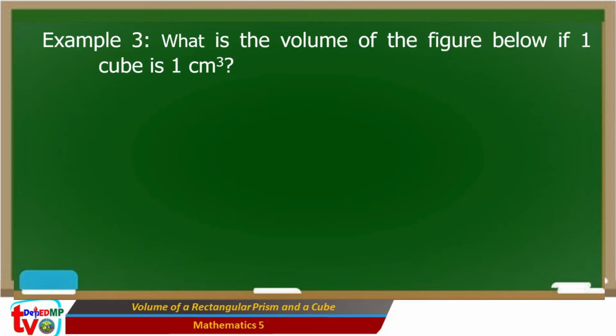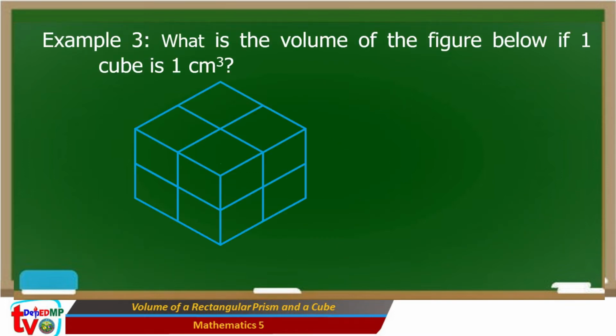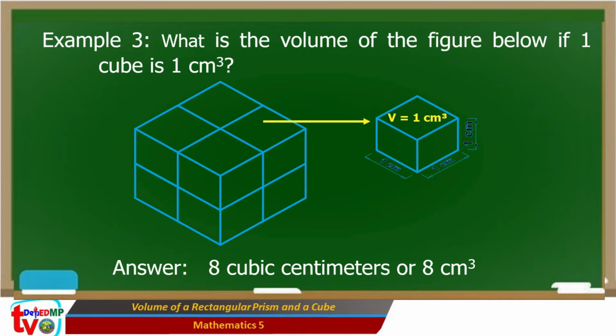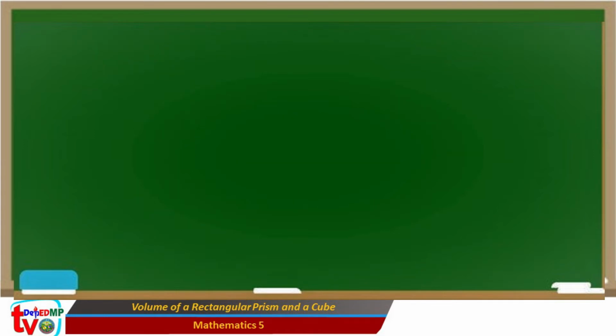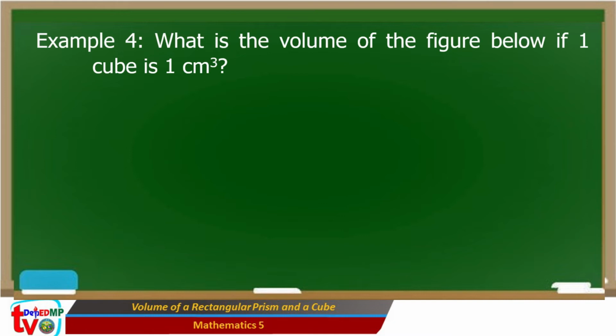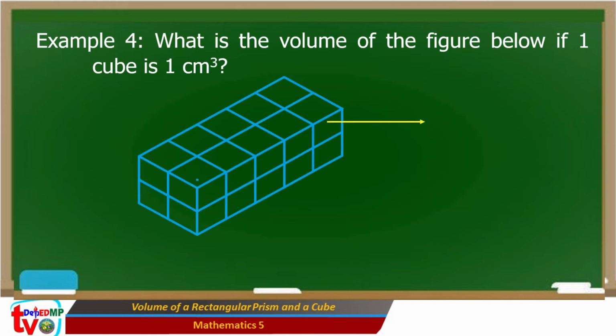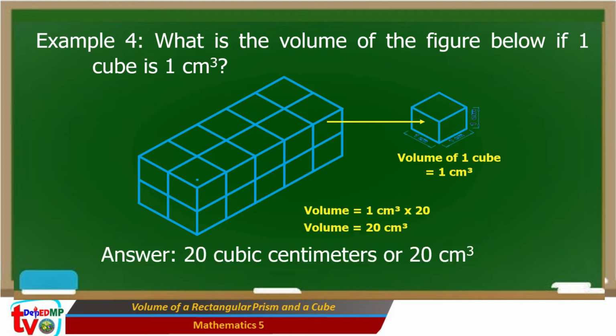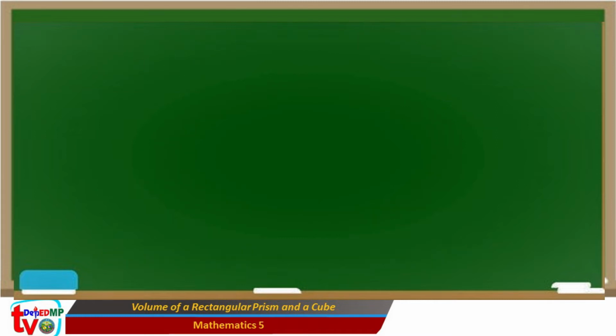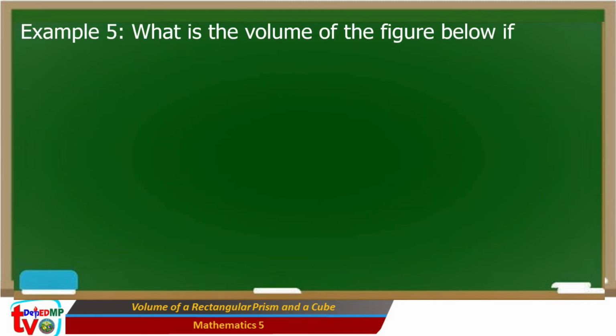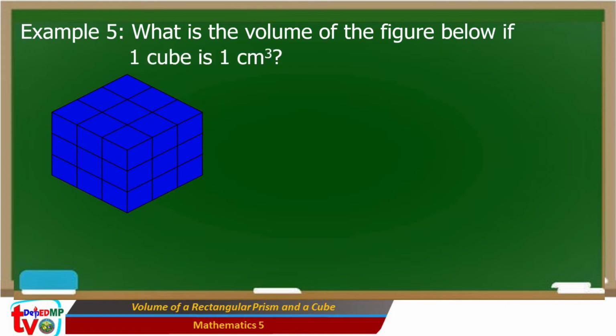Example 3. What is the volume of the figure below if 1 cube is 1 cubic centimeter? Answer: 8 cubic centimeters. Example 4. What is the volume of the figure below if 1 cube is 1 cubic centimeter? Answer: 20 cubic centimeters. Example 5. What is the volume of the figure below if 1 cube is 1 cubic centimeter?